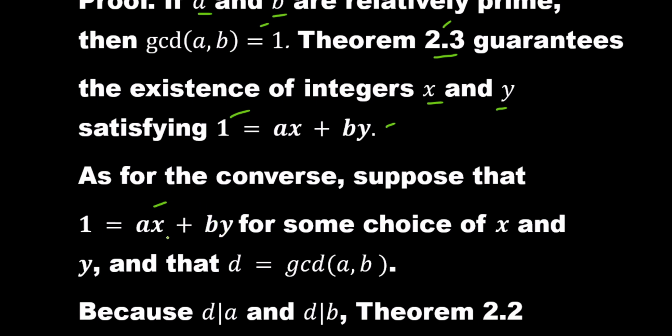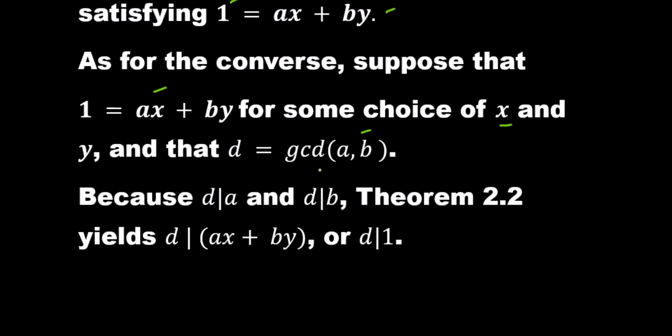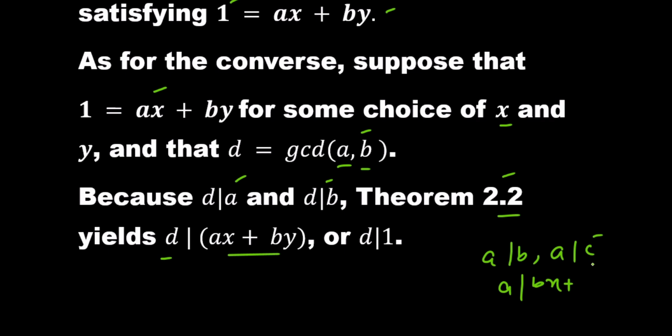As 1 is equal to ax plus by for some choice of x and y, suppose that d is the GCD of a and b. By definition, as d is the GCD of a and b, d must divide a and b both. Theorem 2.2 yields that d divides ax plus by. What was Theorem 2.2? Theorem 2.2 says that if a divides b and a divides c, then a must divide the linear combination of b and c, that is bx plus cy.